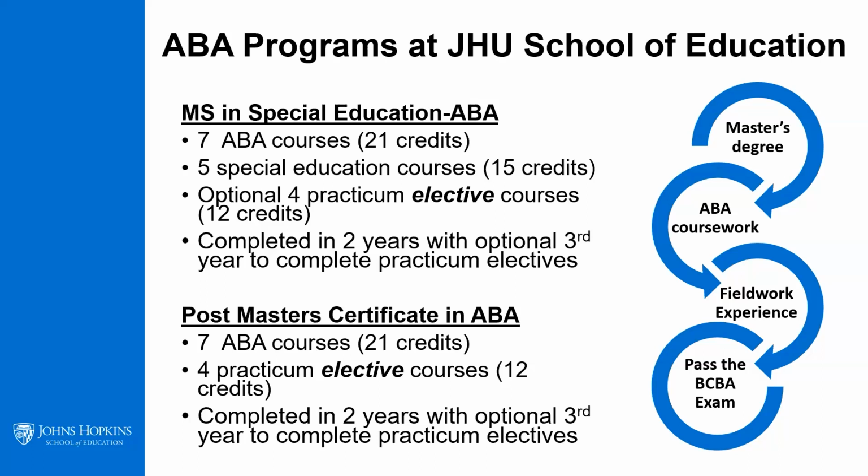The postmaster certificate is for folks who already have their master's degree, so that first circle is already checked, but they need the ABA coursework and potentially the fieldwork experience. So those for the postmaster certificate includes those same 7 ABA courses, the 21 credits, the option to enroll in those 4 practicum courses, and this program is also completed in 2 years with that optional 3rd year to complete the practicum elective courses. I'm going to talk about practicum in a few more slides, so we'll come back to that. But these are the 2 offerings within our programs that offer certification or eligibility for certification as a behavior analyst.